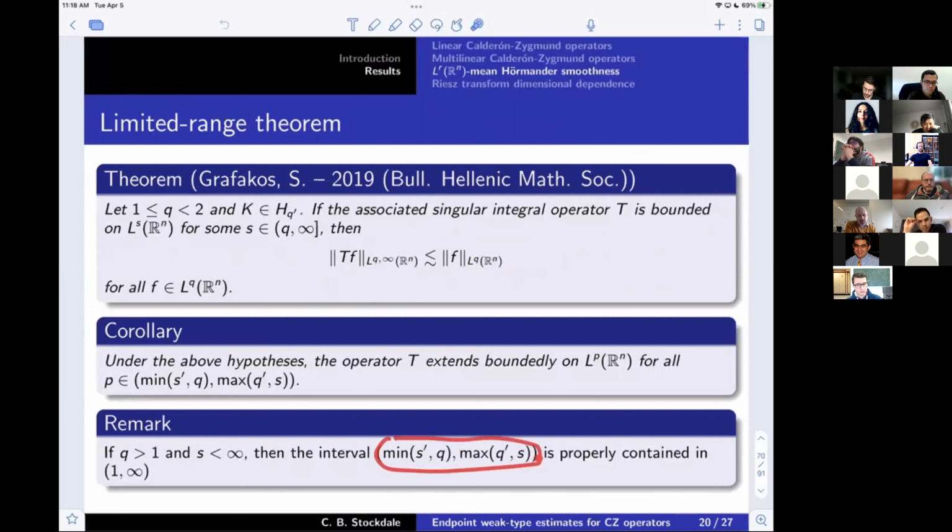And under certain situations, this interval is going to be a strictly smaller interval than the entire interval from 1 to infinity. So we call this a limited range theorem because we got LP bounds for P's in a limited range of exponents. So we weakened the smoothness condition and got a weaker conclusion as well.